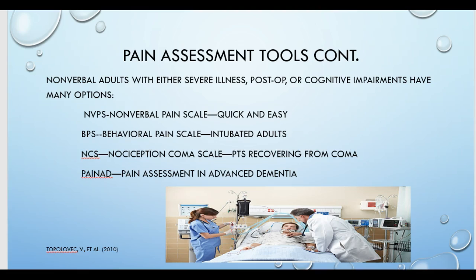And the last one I wanted to mention is the PAINAD Scale. This has been used for some time in patients with varying levels of dementia, but especially the advanced dementia patients. It can include the 5 items of breathing, vocalizations, usually that would be some type of negative vocalization, facial expression, body movements, and consolability. Again, with the 0 to 2 for each of these, and a total of 10 would be the highest score then, which is a nice easy scale.